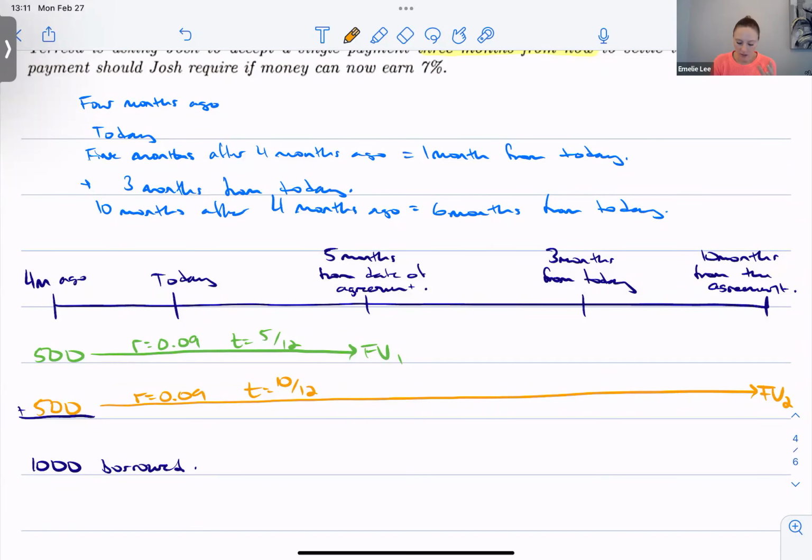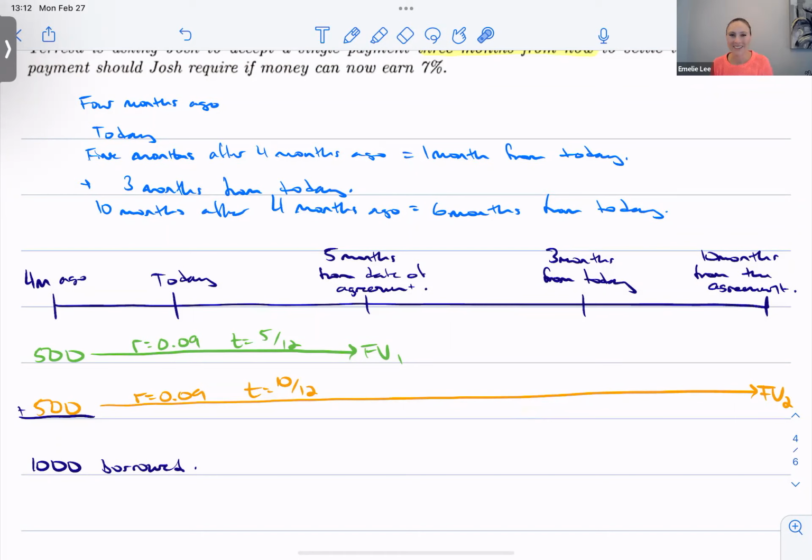Then here she is today. She says, you know what? Never mind. I am actually going to pay it all back 3 months from today. Which means that she technically has to borrow this future value 1 just a little bit longer, 2 months longer.